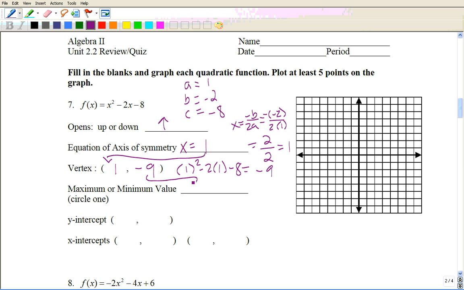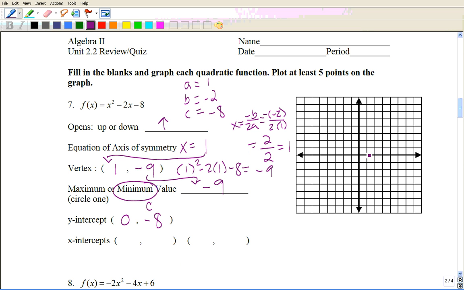So that negative 9 is also shared as either a maximum or minimum value. And because this opens up, this graph has a minimum value of negative 9. The y-intercept always has an x value of 0, and the y value is c, so c here is negative 8. So our y-intercept is 0, negative 8. And the x-intercepts we'll get from our graph in just a minute.